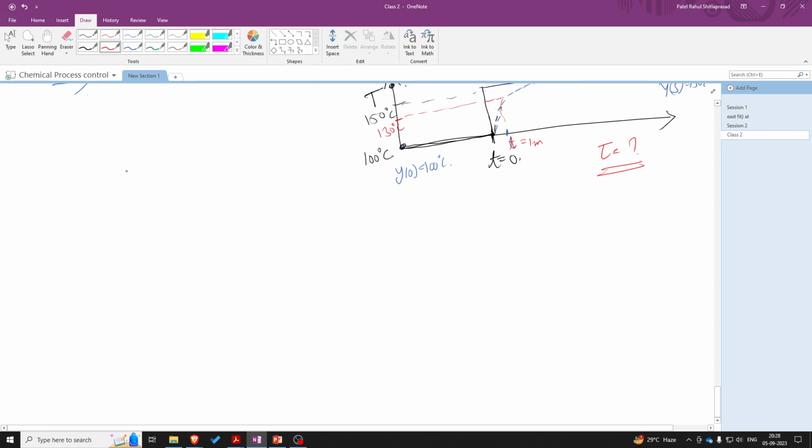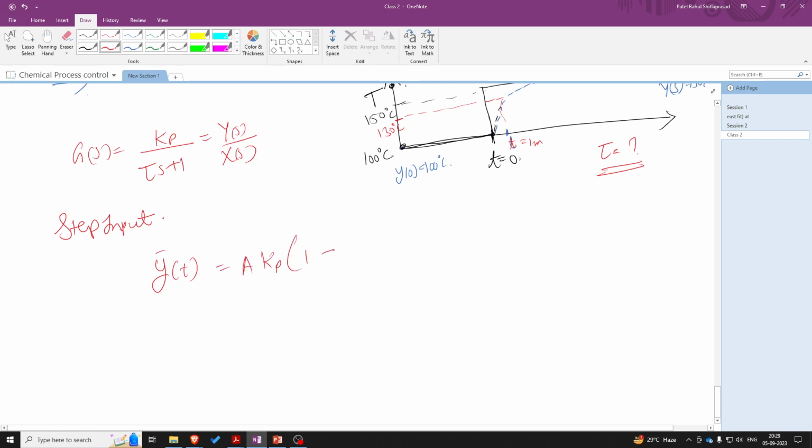So we can say that the dynamics of the thermometer are captured by the first order system. The first order system, we write it as Kp upon tau s plus 1 is equal to y(s) upon x(s), and since we are having the step input, we can write the response of this system as y bar of t is equal to A Kp times 1 minus e raised to minus t upon tau.